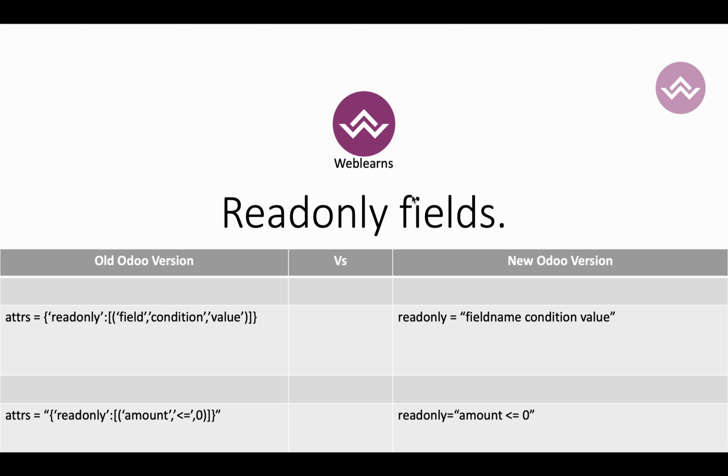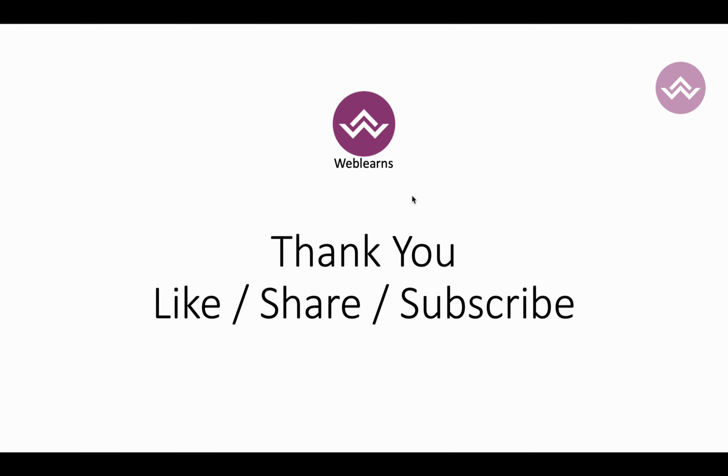Another thing is, if you want to add multiple conditions, you can also add one more extra tuple, okay, and repeat the same: the field, condition, and the value. On the other side, in the new Odoo version, how we can implement it is read only equal to, in a double quote, field name, condition, and the value. As an example you can see read only equal to, in a double quote, amount less than equal to 0. So that is the major change available from Odoo 17.